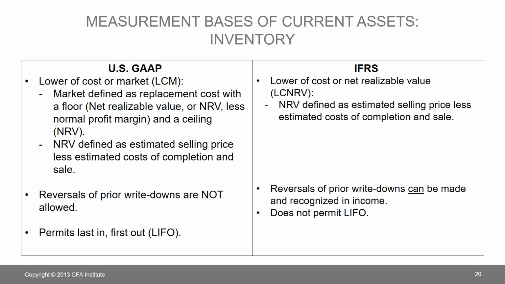IFRS allows only the first in, first out, FIFO, weighted average cost, and specific identification methods. Some accounting standards, such as US GAAP, also allow the last in, first out, or LIFO method as an additional inventory valuation method. So the LIFO method is not allowed under IFRS.